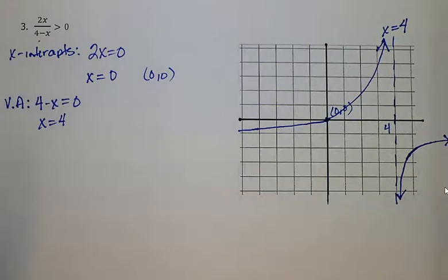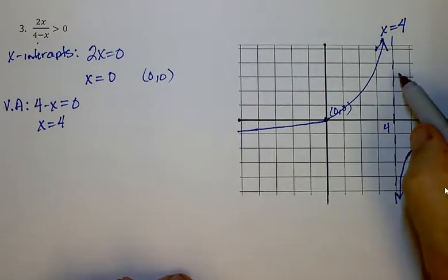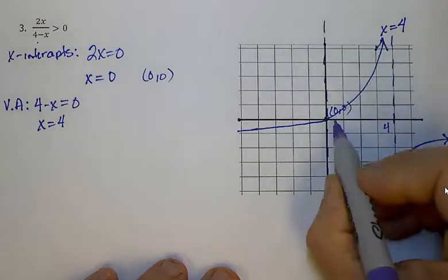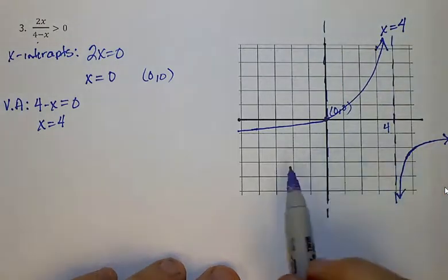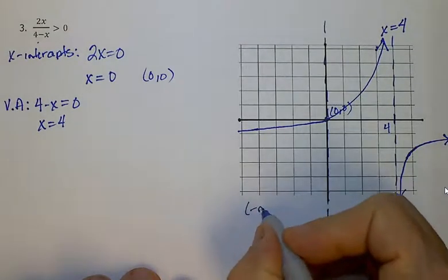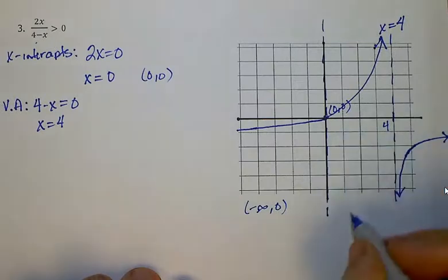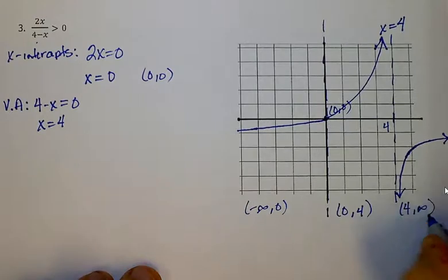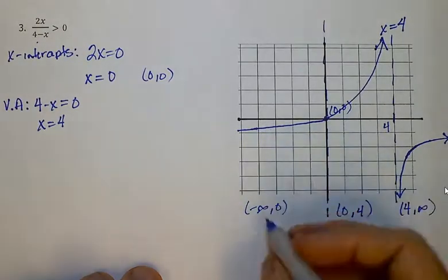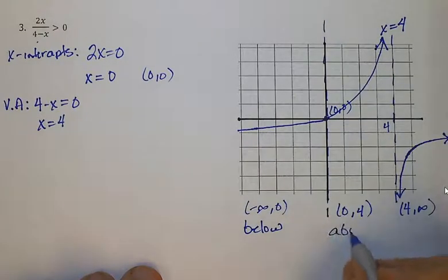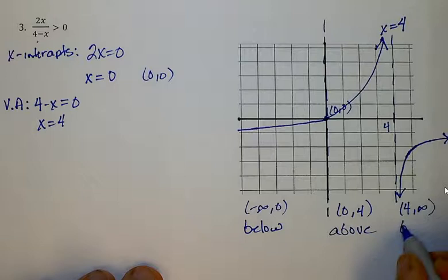Now that I have that, I can split up my graph into sections. I already have my vertical asymptote drawn in here with the dotted line. I'm also going to draw a dotted line through my x-intercept at x equals 0. This splits my graph up into 3 sections. This section would go from negative infinity to 0. This one would go from 0 to 4. And this one would go from 4 to infinity. In this section, all the points are below the x-axis. In this one, they're above the x-axis. And in this one, they're below it.